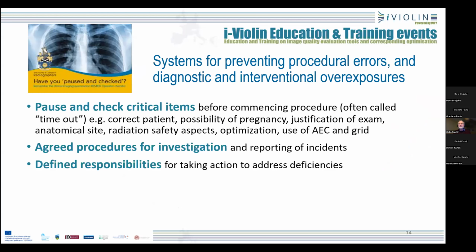So some of the systems that can be put in place for preventing procedural errors might be having a pause and a check of critical items. So is it the correct patient? Has the question of pregnancy been addressed? Has the proper justification been carried out? Things like that. But if you stop and have a list and then you think of all those, then you can make sure that everything is in place.